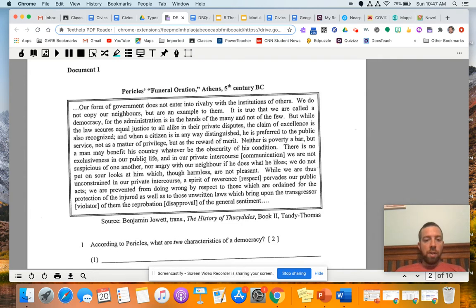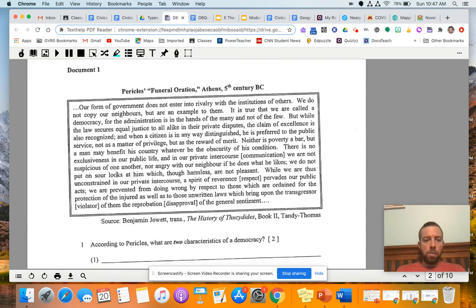"There is no exclusiveness in our public life and in our private intercourse, our private communication. We are not suspicious of one another, nor are we angry with our neighbors if he does what he likes." Again, those sentences emphasize individual freedoms. We want people to live however they want to live, and we're not going to be judgmental, because that's what we value in our society. We value individual liberty. We don't want to be an exclusive group where the rich only mingle with the rich and the poor with the poor. No, we want to intermingle. We want to be a society that values the same things, and it doesn't matter what socioeconomic status you have. Okay.